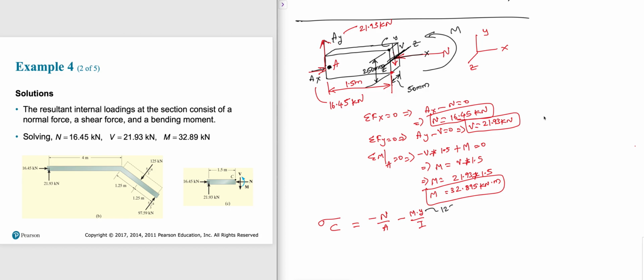What about I? BH cube over 12. How much is B? B is always parallel to the axis, parallel to Z axis. Z axis is 50 mm. That is B. What is height? 250 cube over 12.